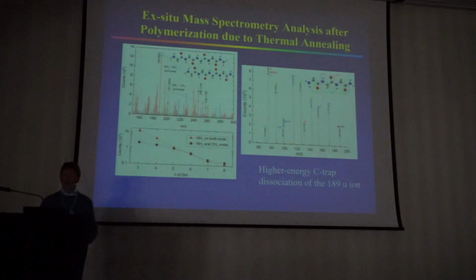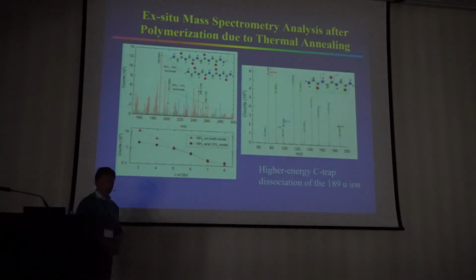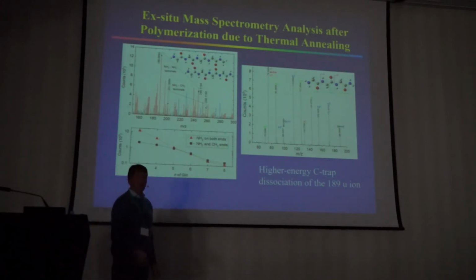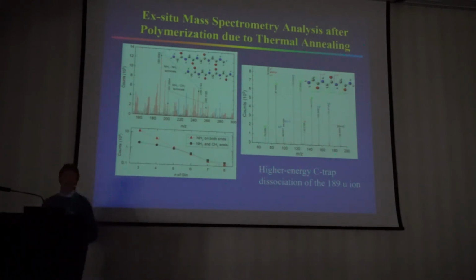And if you then go to the Orbitrap, we actually find a mass number of 189, which is actually the first peptide of a system based on glycine. And then you also see that we had different lengths of the peptide system here. And there are different end groups, either NH2 or CH2, and that was clarified by higher energy C-trap dissociation, but that would need another talk.